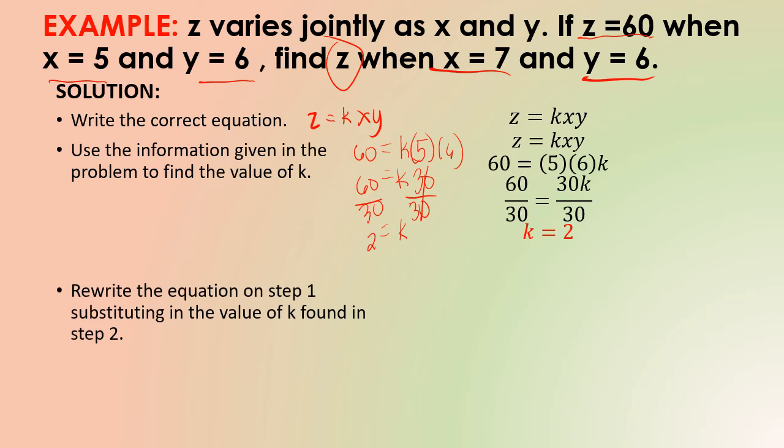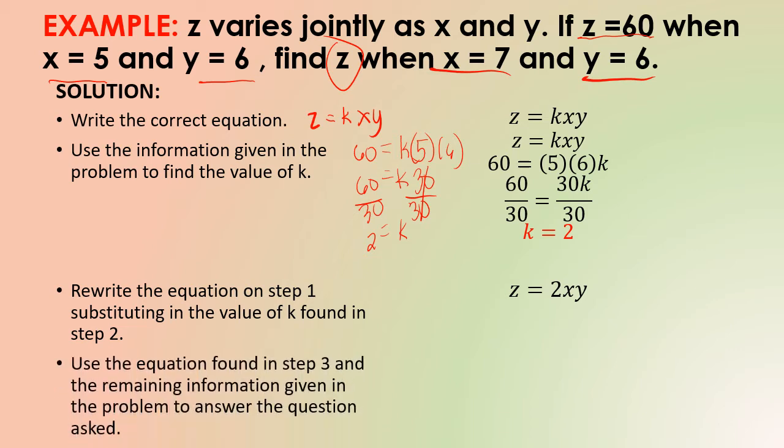And then the next step is to rewrite the equation on step 1, substituting the value of k. Since we have the value of k, pwede na natin siyang i-substitute. So, z is equal to kxy. So, k is equal to 2. Ayan siya. Sinubstitute na yung value ni k.